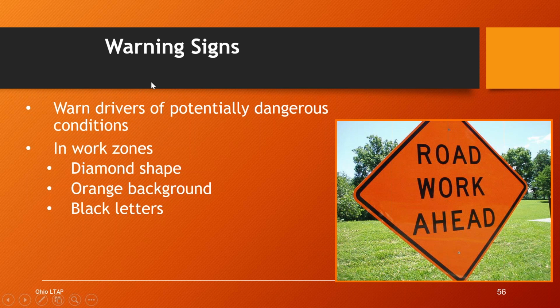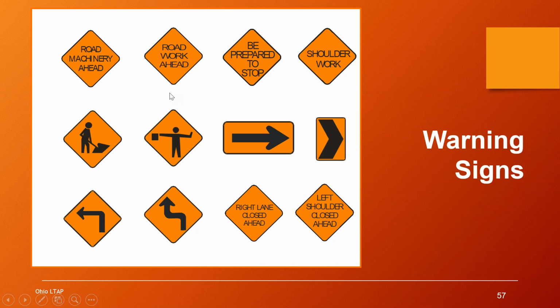So then we have our warning signs, the ones we're more familiar with. These are our orange diamond shaped signs, black letters, that we place in our advanced warning area of our work zones. Let's take a look at some of these. Maybe you routinely use some of these, and maybe some of these you have never seen before, but we want you to be aware of them.